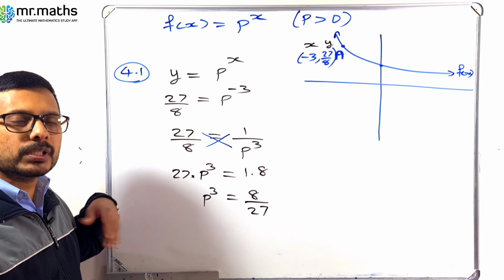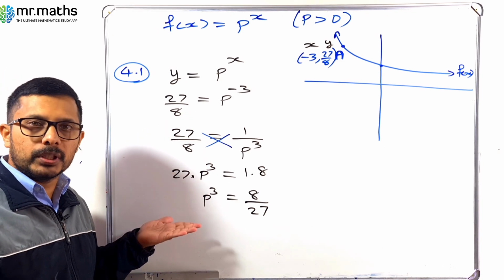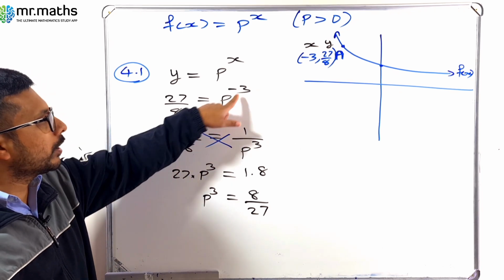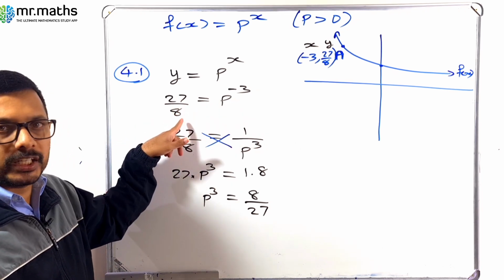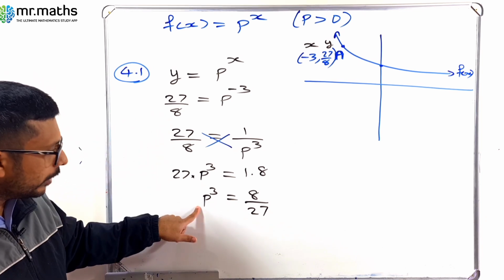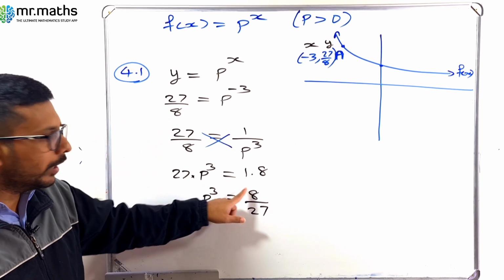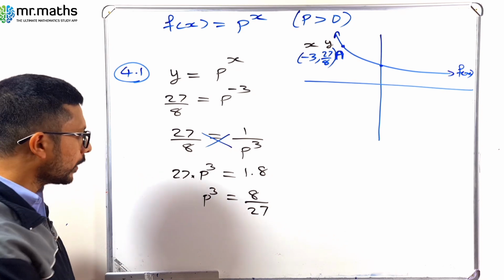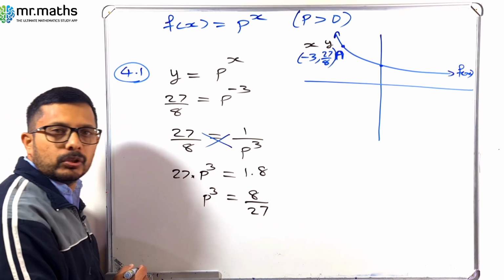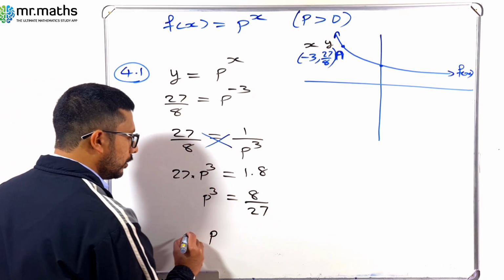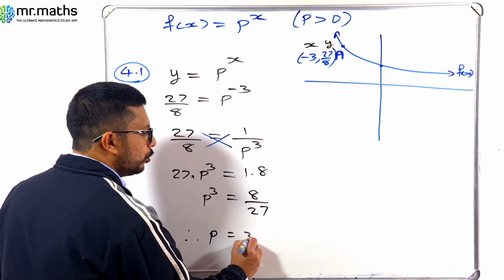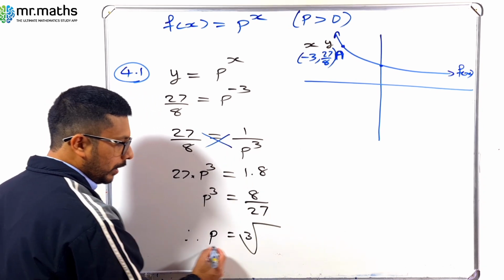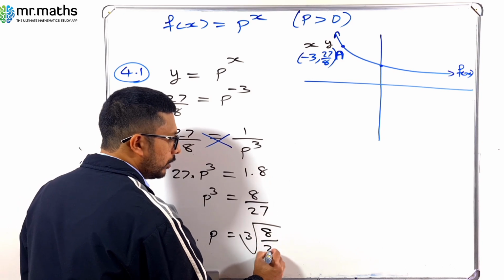Okay, so after some time, after you do many questions, you don't want to write all of these steps. You have to understand p raised to minus 3 is 27 over 8. Directly you can write, therefore p raised to positive 3 is 8 over 27. There is no need to write all these steps. Okay, so p raised to 3 is equal to 8 over 27. So what is p? Therefore p is the cube root of 8 over 27.